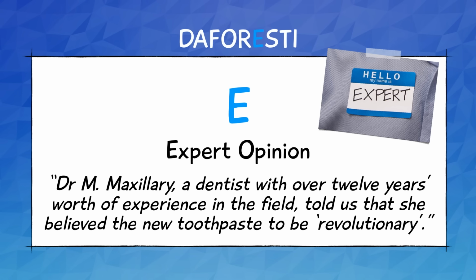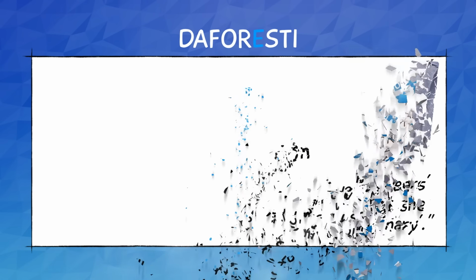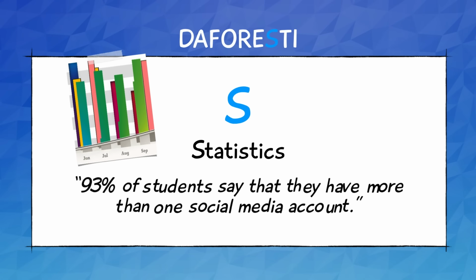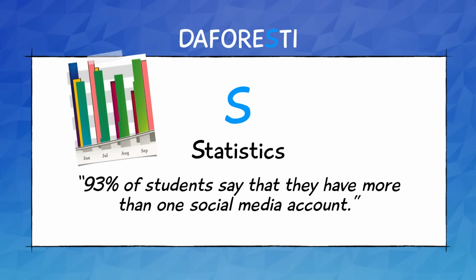If you're writing a letter to convince your local politician that litter is becoming a problem in your town, your expert opinion might be people who live in your town and can contribute their own perspective on the issue. The S stands for statistics. Statistics are basically facts with numbers. Percentages, fractions, survey data, all information that is as accurate as possible.